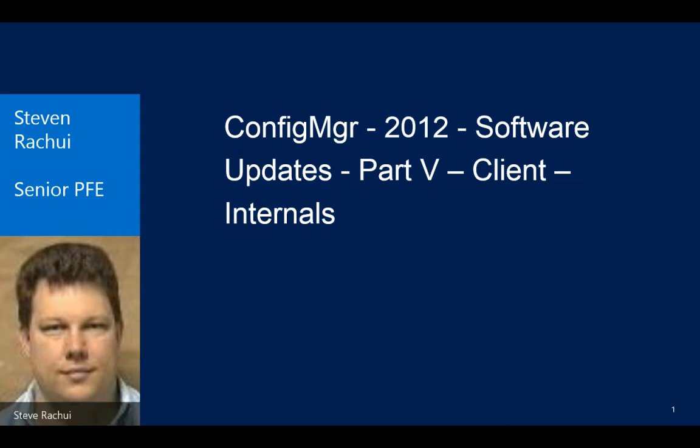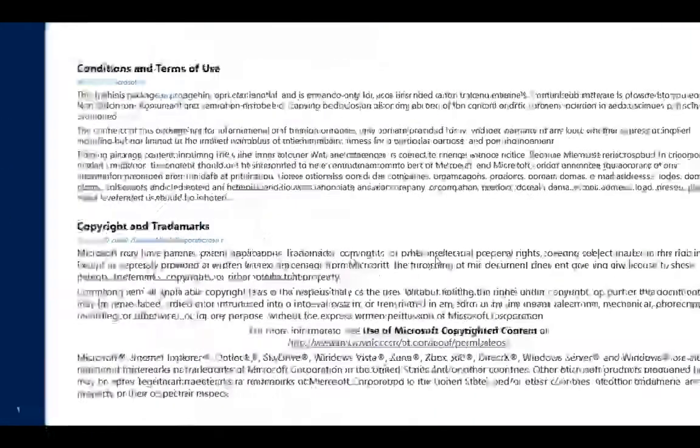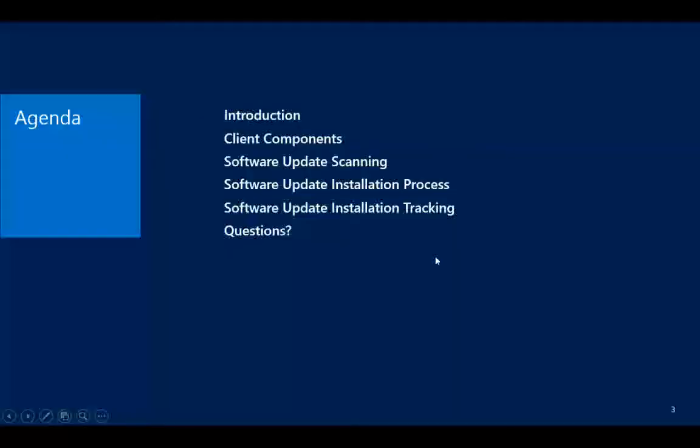Today's discussion is part 5 of an ongoing series talking about software updates in Configuration Manager 2012. Today, part 5, we turn to a discussion of internals on the client side. Up till now, we have walked through the site server, talked about the internals of the site server, been on the client side, and seen some of the activity in the UI. Today we're going to spend some time digging into the client side processing of software updates.